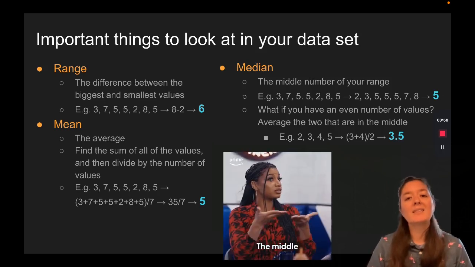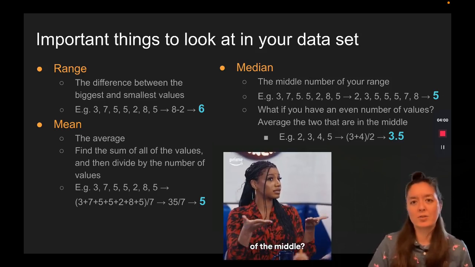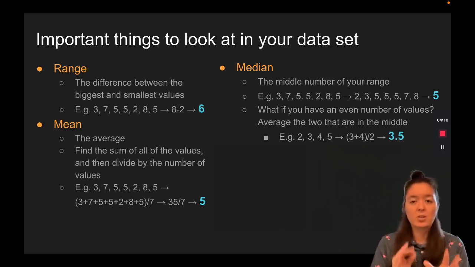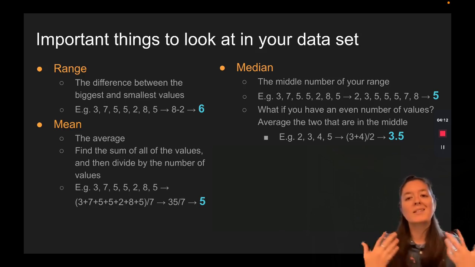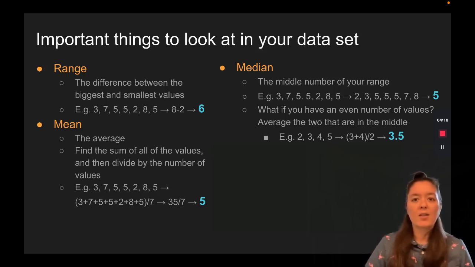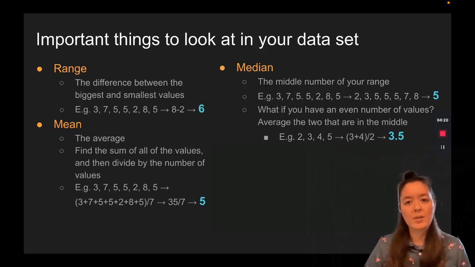Median. The median is the middle number of your range. Oftentimes it's really helpful to put your numbers in order from smallest to biggest or biggest to smallest, and you're just going to count out of those numbers. You're not doing any math, just counting across to find which one is in the middle. So in our data range of 2, 3, 5, 5, 5, 7, 8, the number in the middle of those 7 numbers is 5.